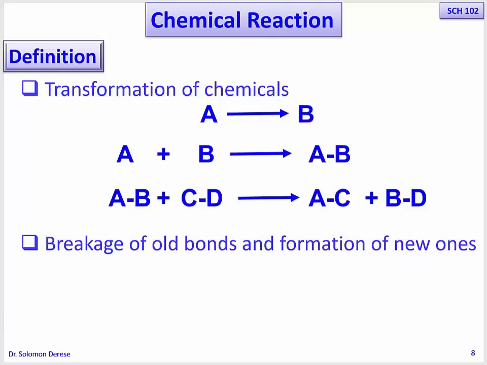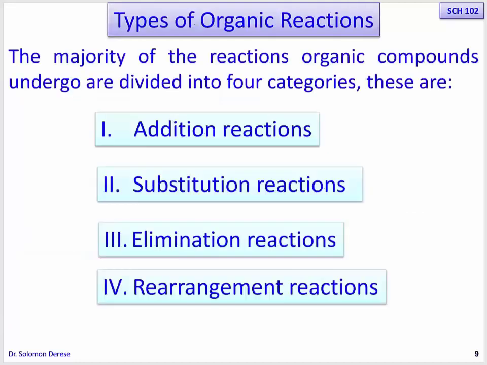Then we look at the different types of reaction organic compounds undergo. The majority of the reactions organic compounds undergo can be divided into 4 categories. Organic compounds undergo thousands and thousands of reactions. The majority can be grouped into 4: addition reactions, substitution reactions, elimination reactions, and rearrangement reactions. What happens during the course of these reactions is already indicated or implied in the name.